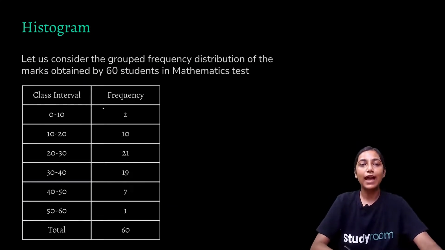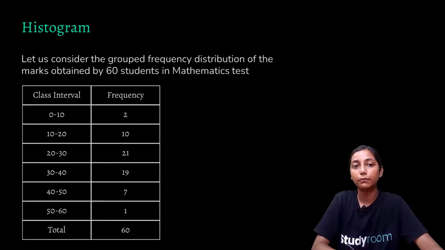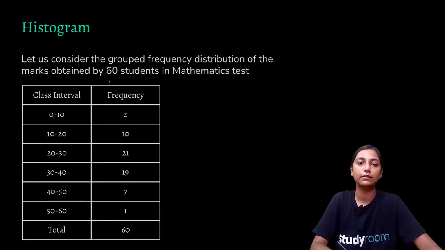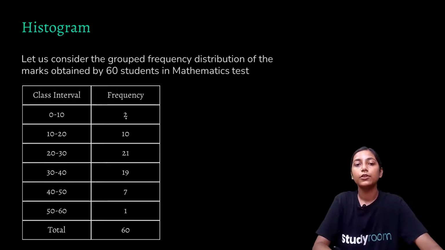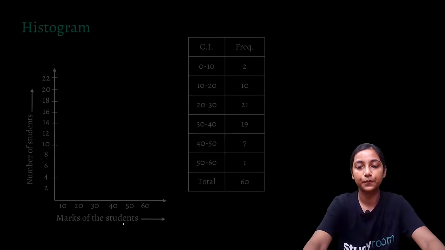So the first one we have is, let us consider the grouped frequency distribution of the marks obtained by 60 students in a mathematics test. So these are the class intervals 0 to 10, 10 to 20 and so on till 50 to 60. This is the frequency, that is how many students scored marks belonging to this group. 10 will be here, 20 will be here. So this is the frequency and the total number of students is 60.